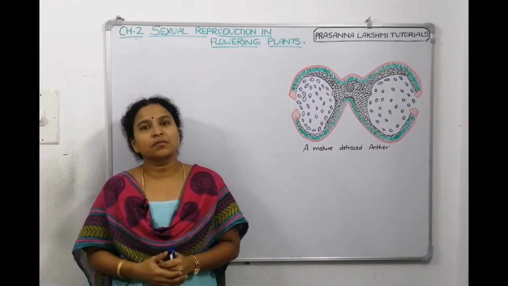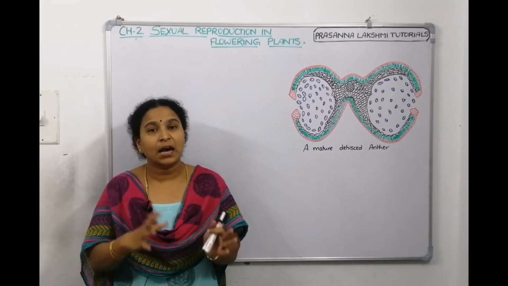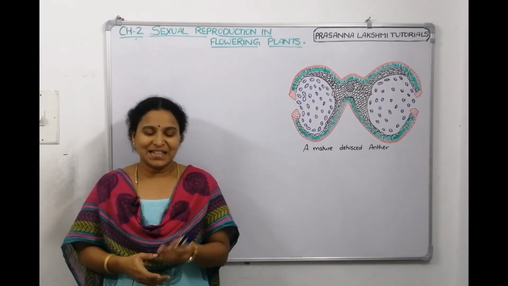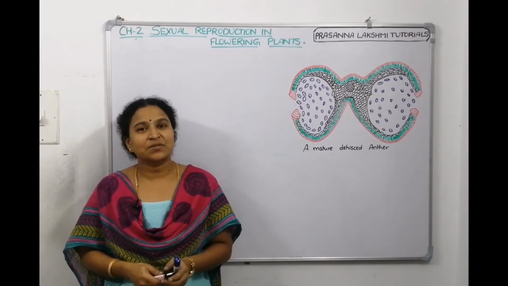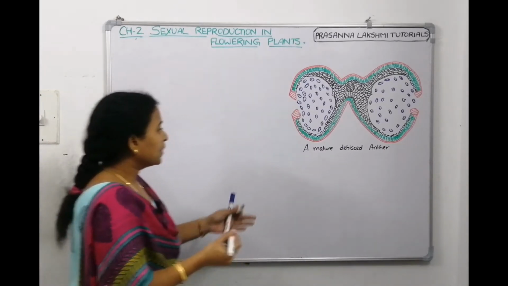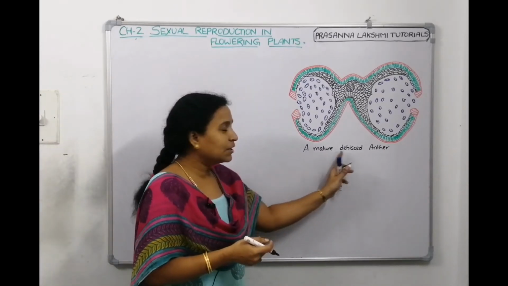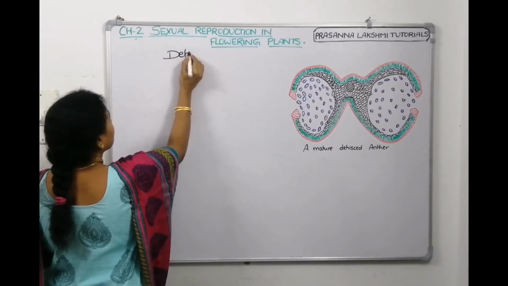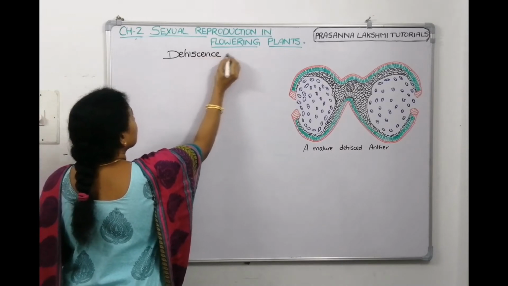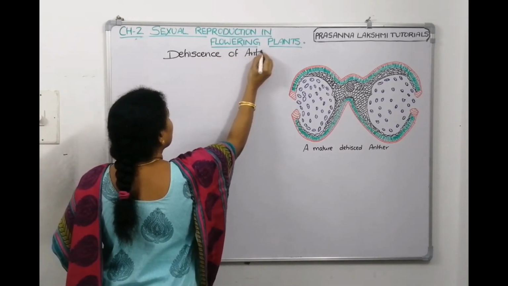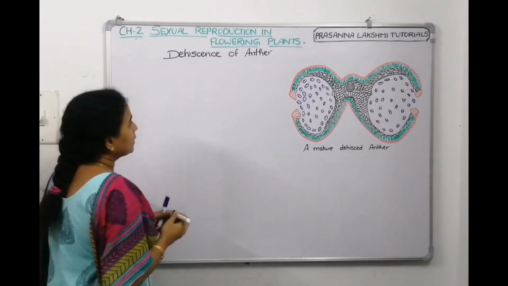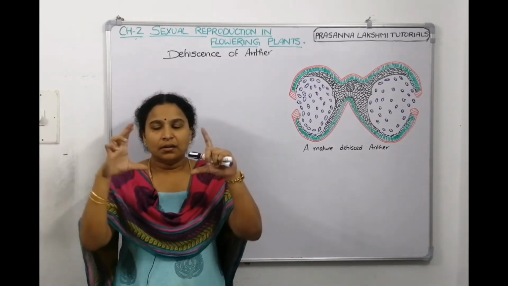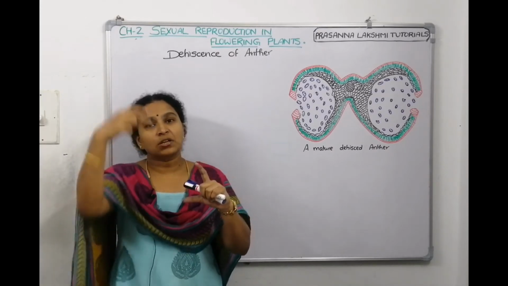Now in the third lecture we will talk about the dehiscence of the anther and how the pollen grains are released, and the structure of the pollen grain we are going to see in this lecture. So let us start today's class with dehiscence of anther. Here I have drawn a picture of a matured dehisced anther, right? Our today's topic is dehiscence of anther.